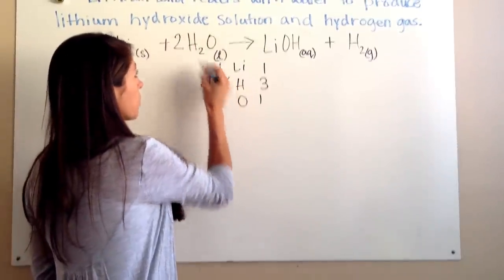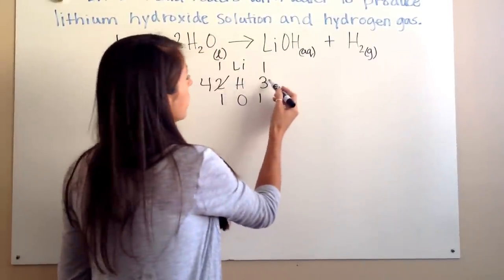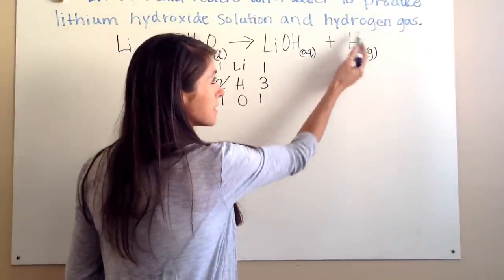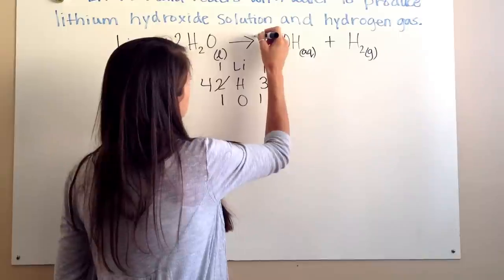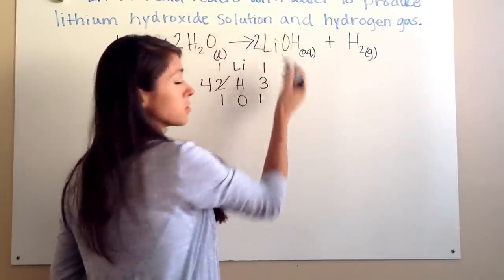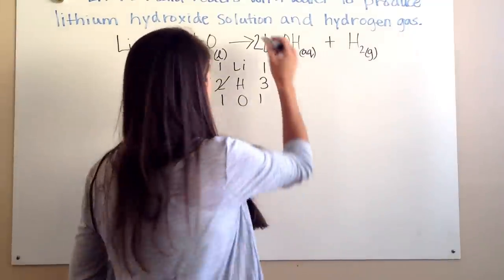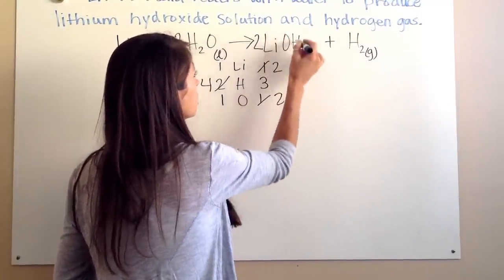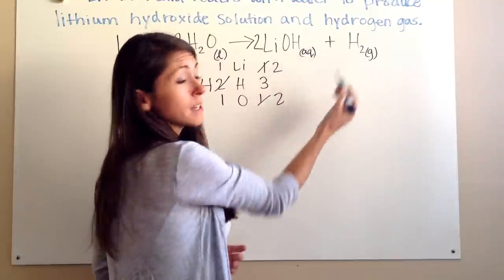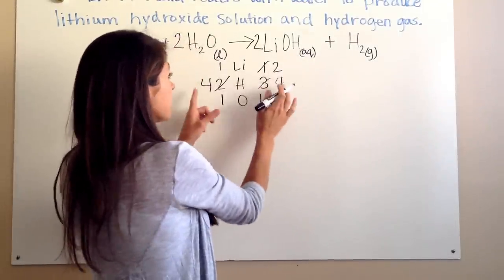That's going to make this 4. 2 times 2 is 4. And then over here, I'm going to try to fix the hydrogen that's in combination, so I'll put a 2 right here. When I do that, starting with my lowest coefficient, which is 2, that's going to change my lithium to 2, my oxygen to 2, and then it changes the hydrogen to 2 plus the other 2, so that's 4. So I balanced the hydrogens.